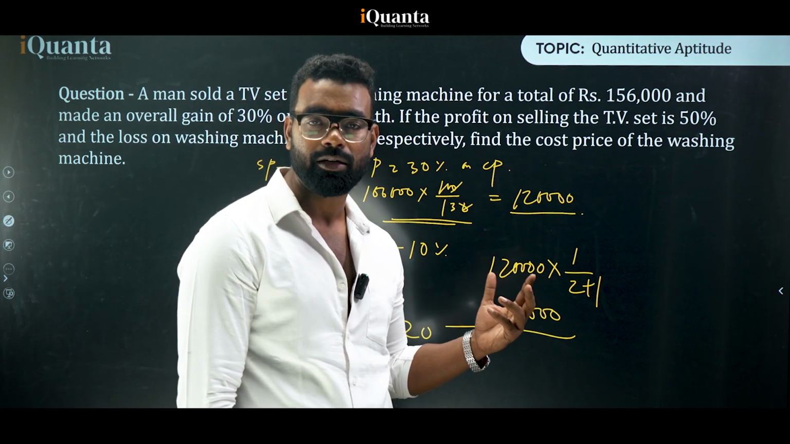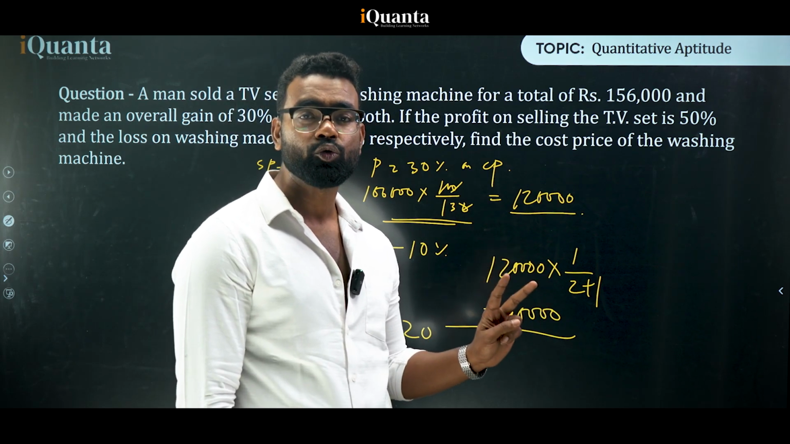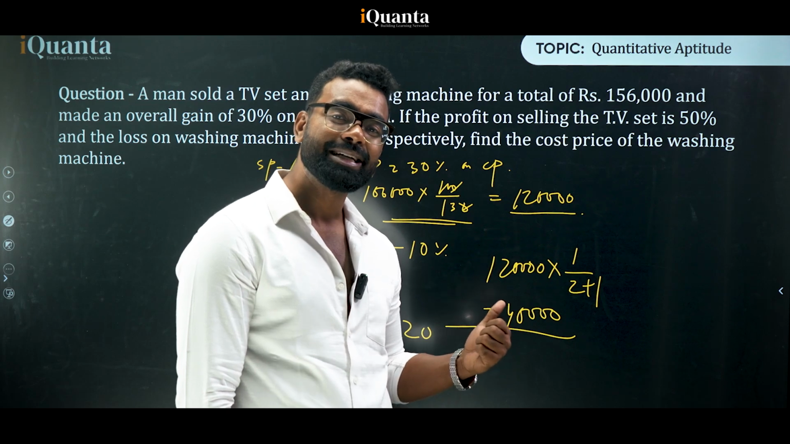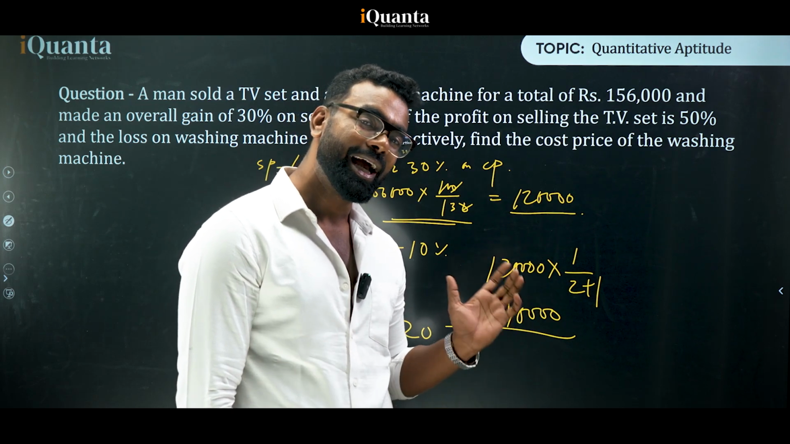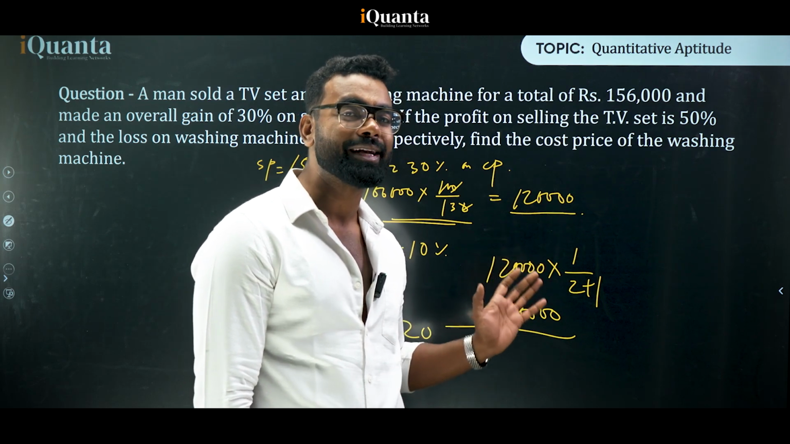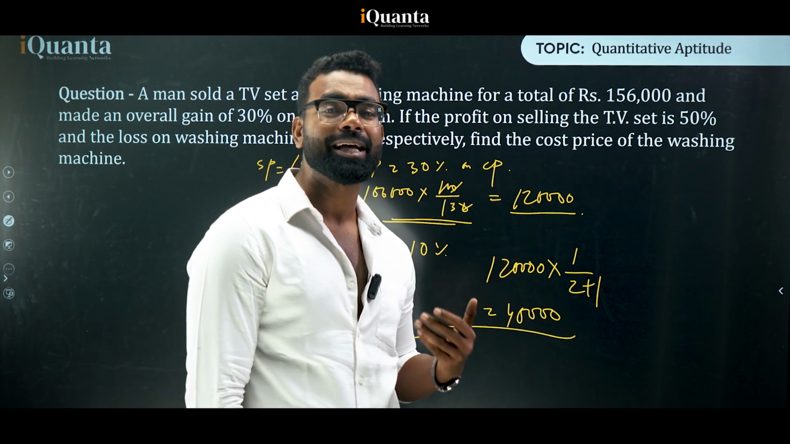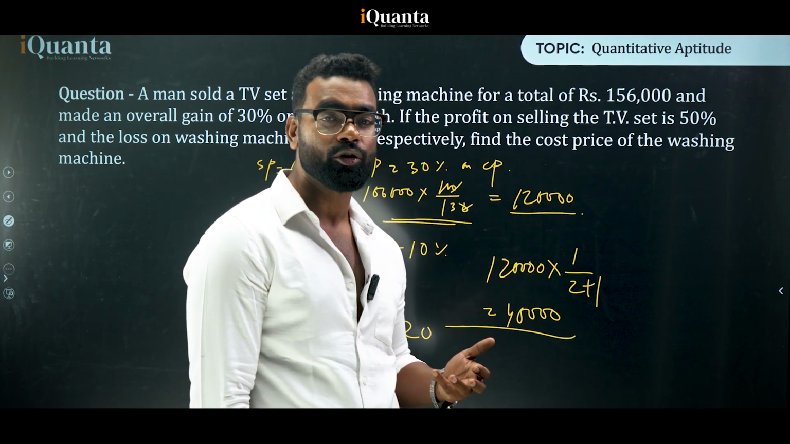You can see how exactly we can solve this question very fast just by using the mixed alligation method. This question is basically using two concepts. One is the concept of profit and loss, second is the concept of mixed alligation. And we can solve this question in a minute if you solve it this way. So please understand my approach, because the approach is something which is important.